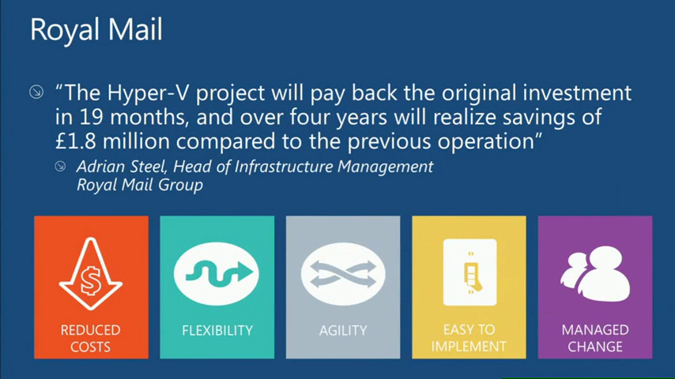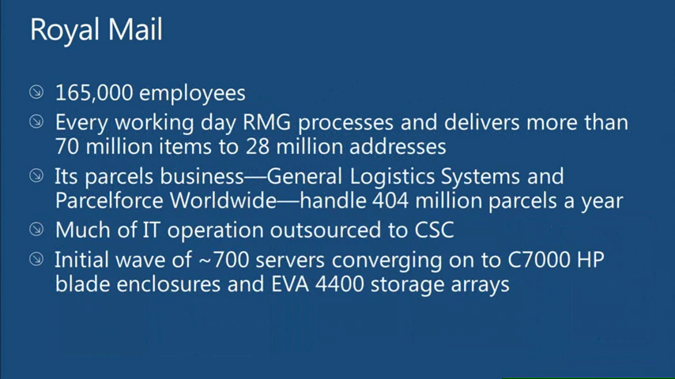A real-world example: Royal Mail in the UK. They implemented DCS, and it saves them a lot of money. They say return on investment will take 19 months, but then they will have savings of almost 2 million compared to the previous setup, based on operations. That's one of our large references. Royal Mail has 165 employees. They are delivering the whole parcel system and mail system in the UK mostly. The first part was 700 servers, and it's growing, so they move further.